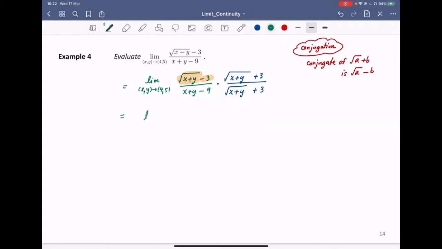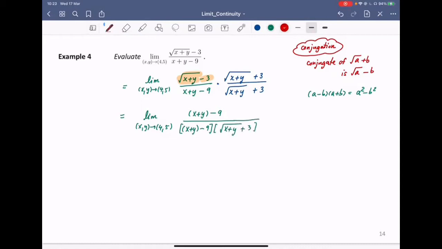Here, what I'm going to do is multiply the top one. If I multiply the top one, you're going to get x plus y minus 9, because you have square root x plus y minus 3 and square root x plus y plus 3. It's like you have a minus b and a plus b, and then you just multiply, so you get a squared minus b squared. On the denominator, just keep it like that, because you expect something to cancel out.